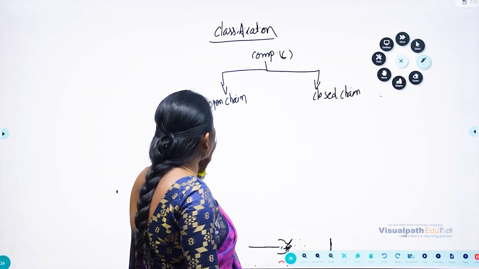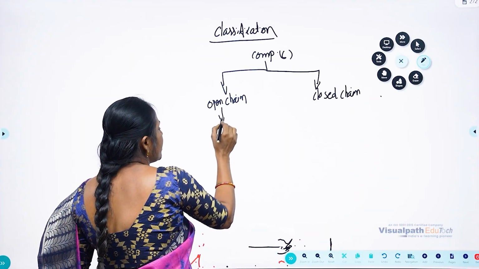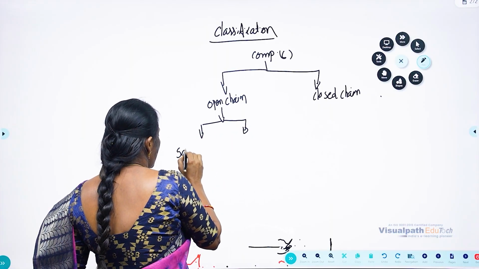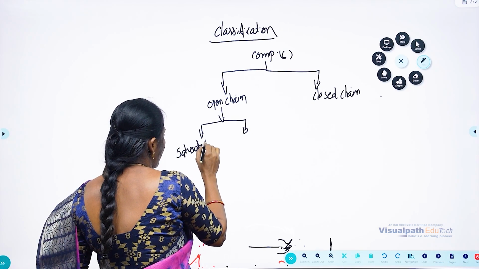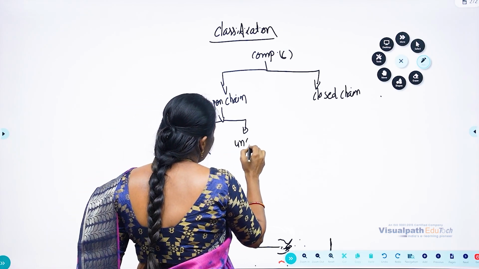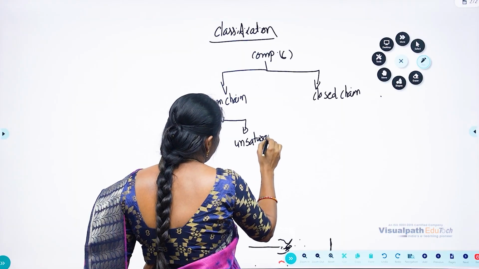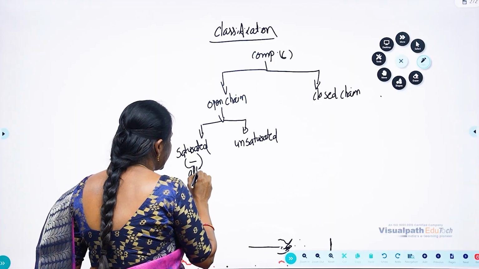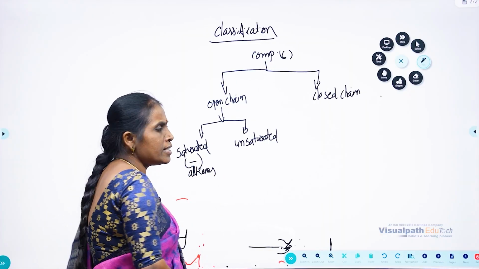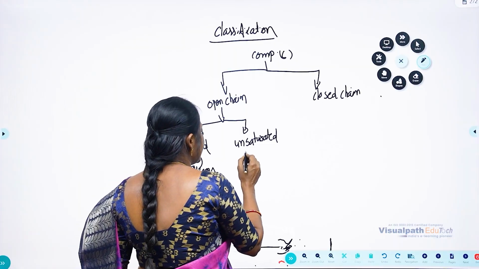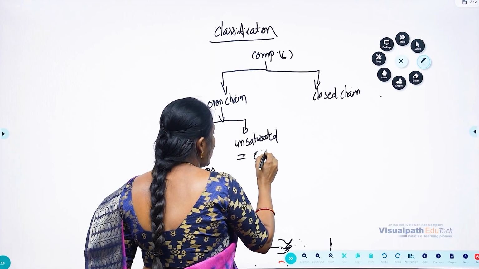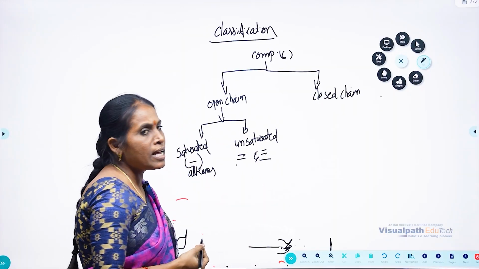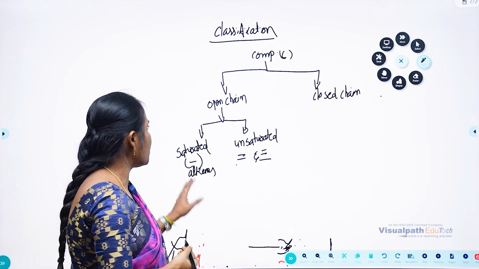Here, the open chain is again classified into two types: one is saturated compounds and another one is unsaturated. Single bonded compounds like alkanes are known as saturated. Unsaturated means double and triple bonded compounds, meaning alkenes and alkynes are considered unsaturated compounds. Okay, that is about the open chain.